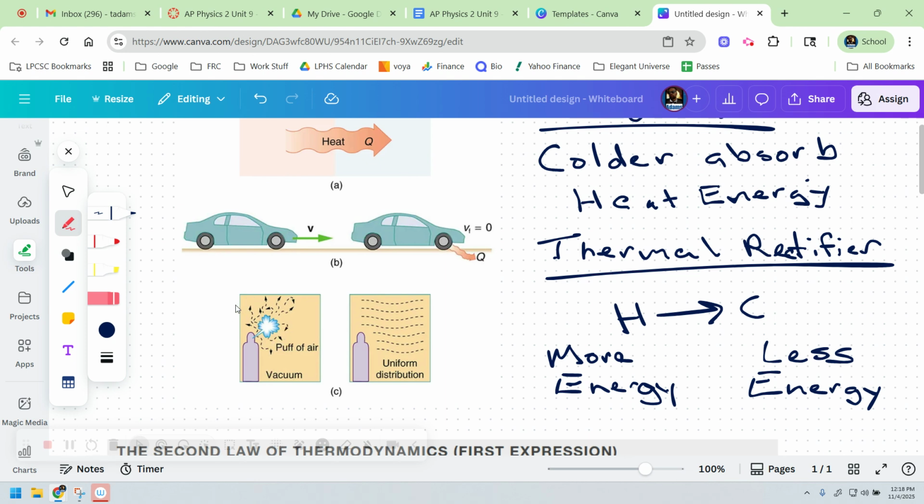And then the last figure here, we see that the burst of gas into a vacuum chamber quickly expands to uniformly fill a part of the chamber. The random motions of gas molecules will never return. So that's one way to think about it, right? Like if you let out a little bit of air from a spray paint can, the air is never going back in, right? There's a direction that it wants to go, okay?